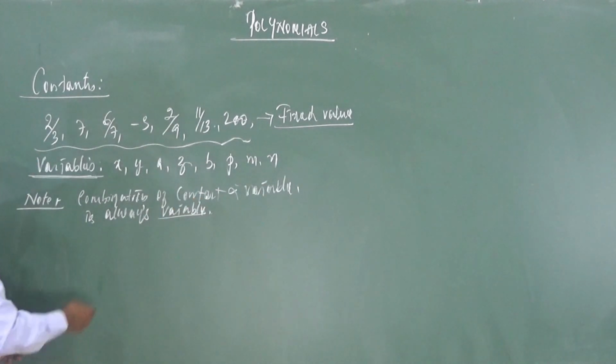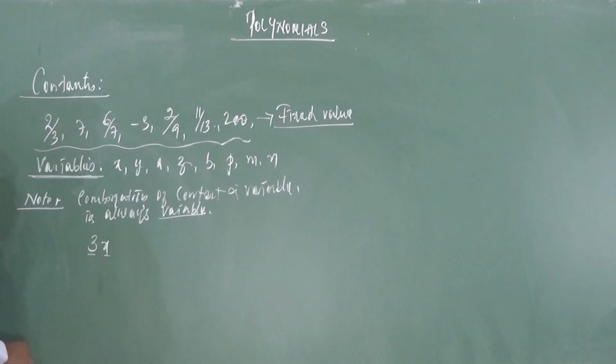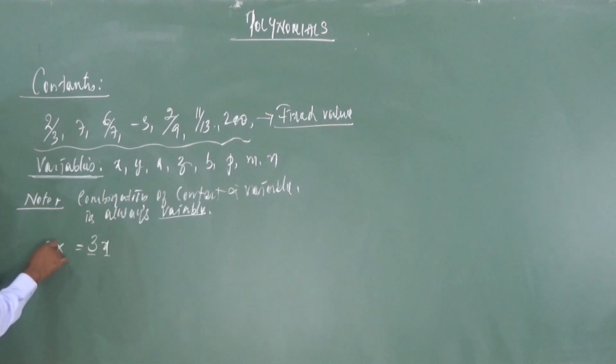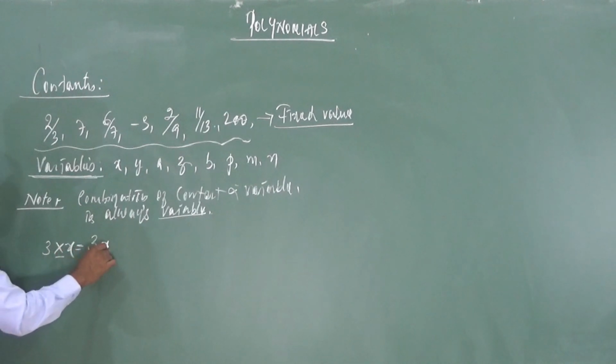Okay. So how is it? For example, 3 and x. 3 is a constant, x is a variable. They have combined together like this. That is 3 into x. They are combined by the multiplication sign. 3 into x is 3x.